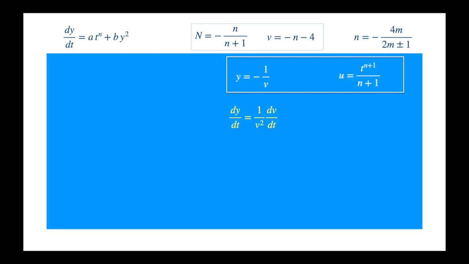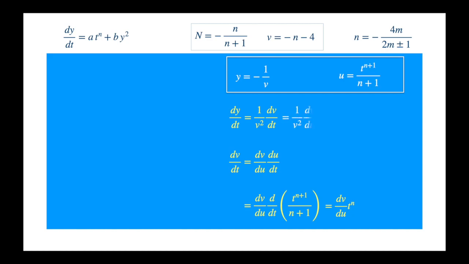So let's use the chain rule. Now we can substitute for u, and now you can see how handy the n plus 1 in the denominator is, because derivative of t to the power n plus 1 is just n plus 1 times t to the power n, and this n plus 1 disappears even before it touches the ground, so that's handy. And we can substitute this for dv by dt.